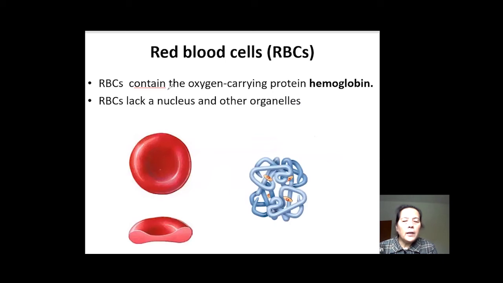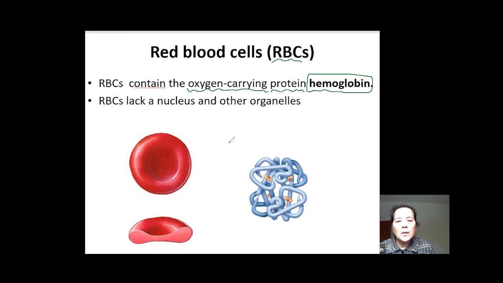Then we go through the blood cells one by one. Let's go to red blood cells first. Red blood cell, its function is mainly to carry oxygen. This oxygen is carried by a protein inside the blood cells. We call this protein hemoglobin. That's inside the red blood cell.